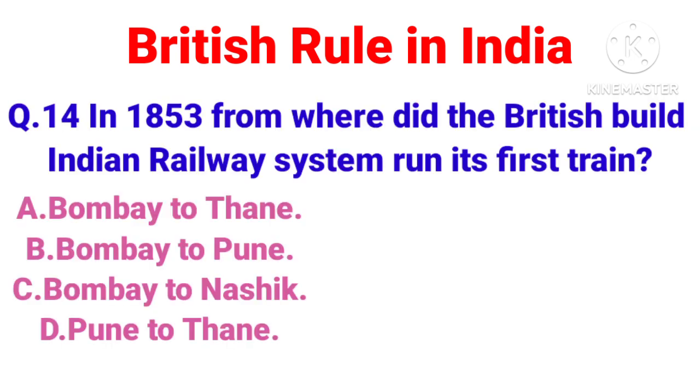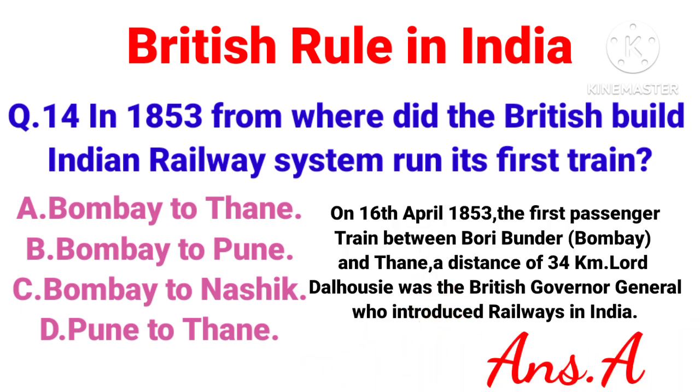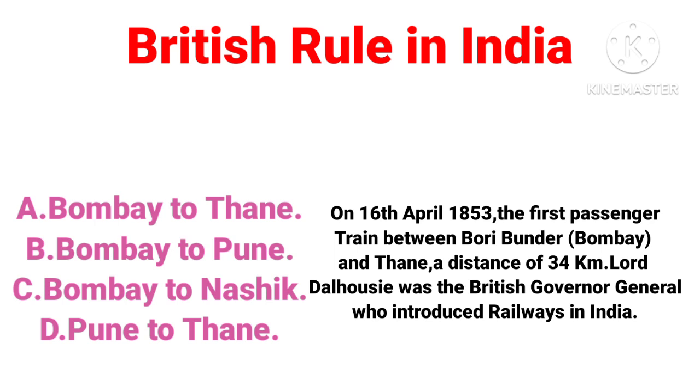Question number 14. In 1853, from where to where did the first British-built Indian railway run? Option A, Bombay to Thane. Option B, Bombay to Pune. Option C, Bombay to Nashik. And option D, Pune to Thane. So the correct answer is option A, Bombay to Thane. On 16 April 1853, the first passenger train ran between Boribandar, Bombay and Thane, a distance of 34 km. Lord Dalhousie was the British Governor General who introduced railways in India.